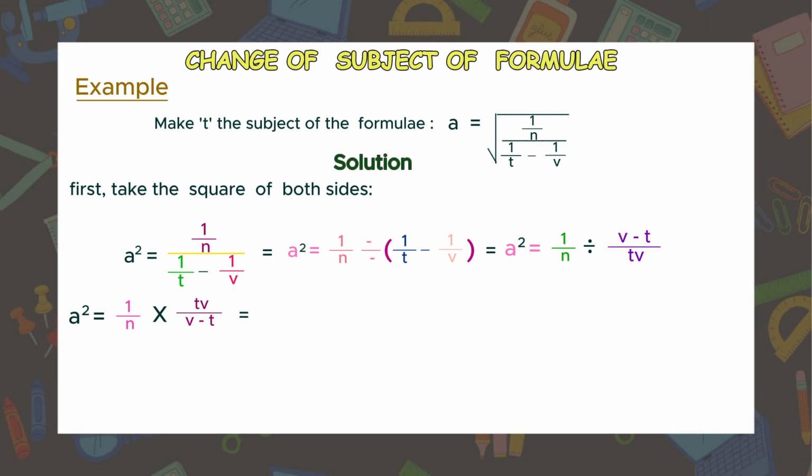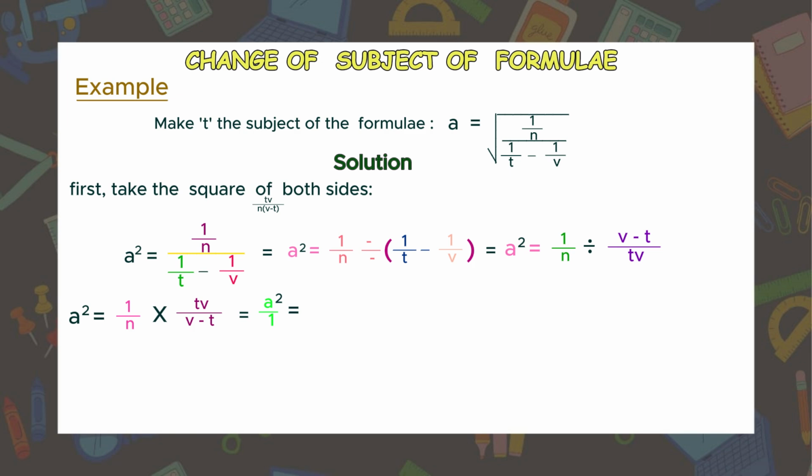Look at what I've done. This denominator goes up, now becomes TV over v minus t. So we are going to have a squared is equal to 1 times TV, TV remains, everything over n into bracket v minus t. Let's close the bracket. 1 times TV, and this multiplied by this gives us this.